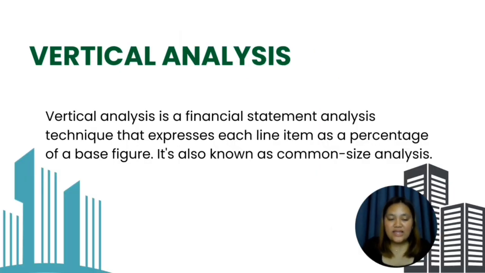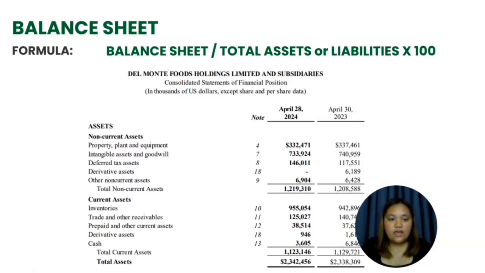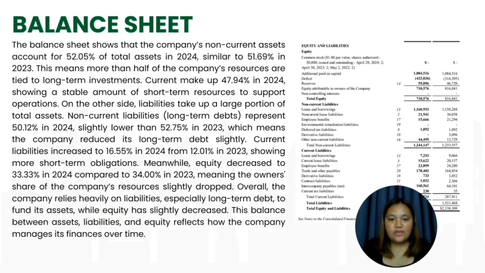Vertical analysis is a financial statement analysis technique that expresses each line item as a percentage of a base figure. It is also known as a common size analysis. The balance sheet formula is balance sheet item divided by total assets or liabilities times 100. So, the balance sheet for the Del Monte.